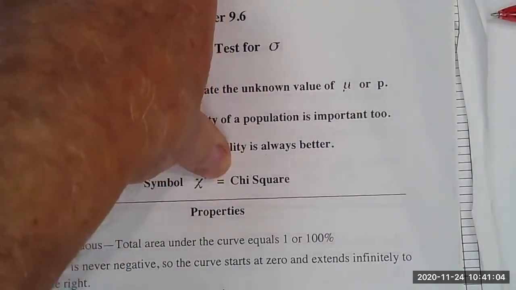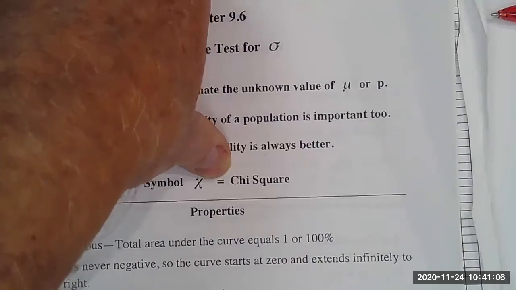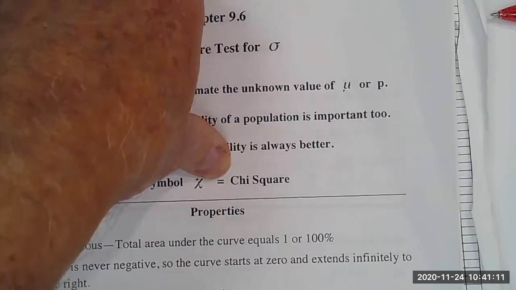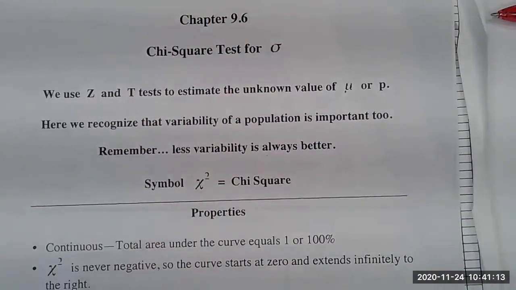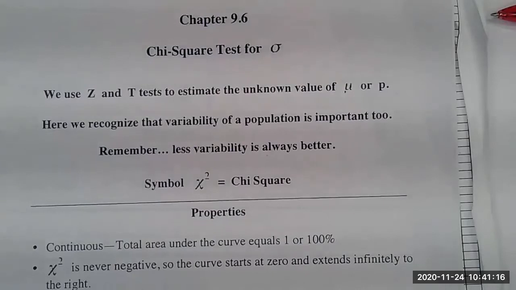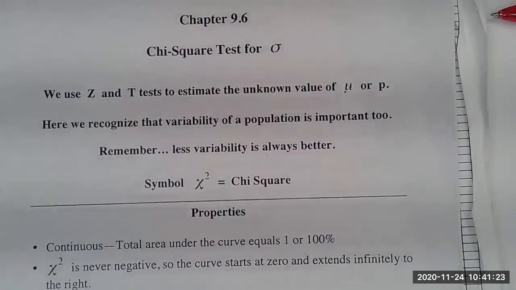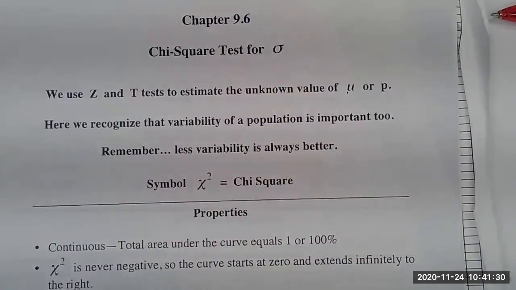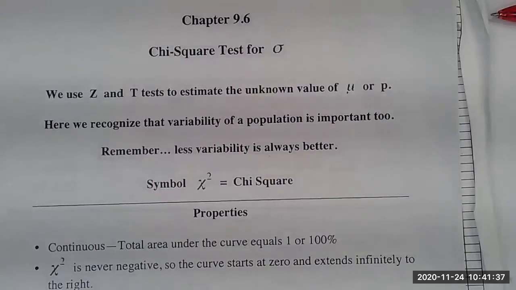Alpha, beta, gamma, sigma, pi, chi, C-H-I. Okay, so that's going to represent something. That's what you're going to learn. So it's just called a chi-squared test, not a t-test, not a z-test, a chi-squared test. And what we're doing is we're going to target or focus our attention on the population standard deviation rather than the population mean or the average.